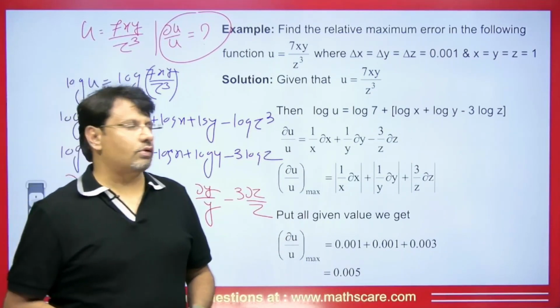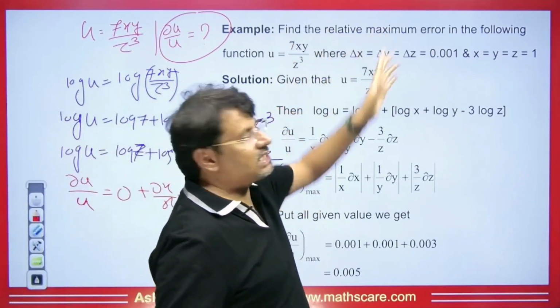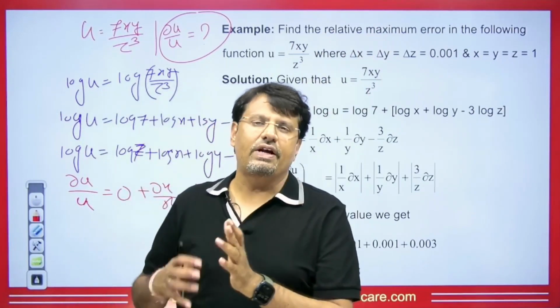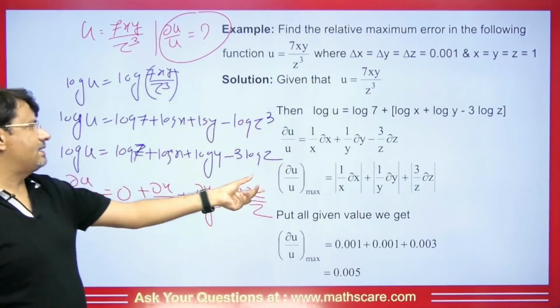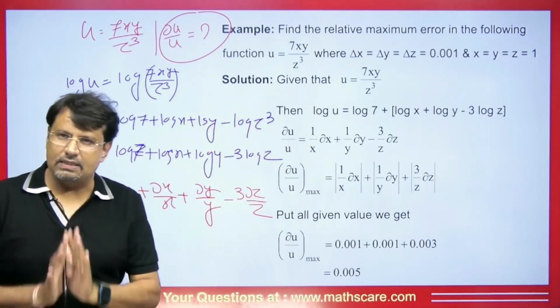You need to understand one thing. You are being told to find relative maximum error. Sometimes it can be asked to find the error, relative error. So you need to put the values of del x, del y, del z, and x, y, z here, and you will get the answer.